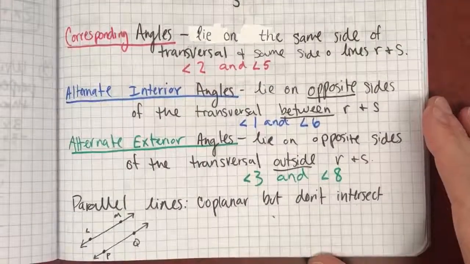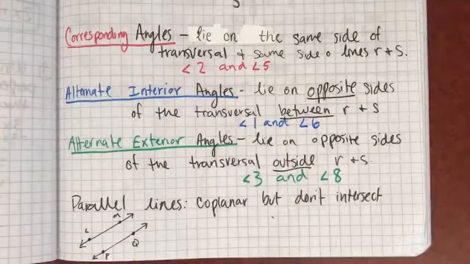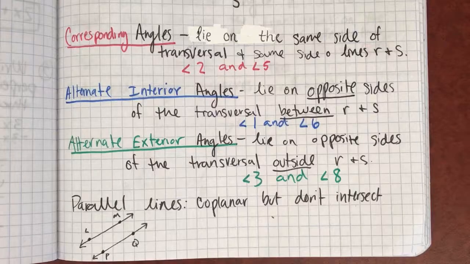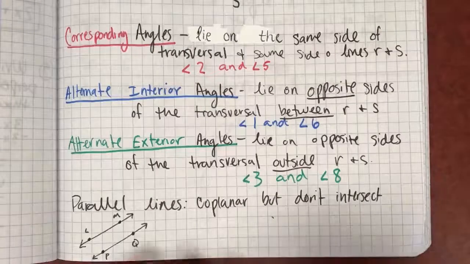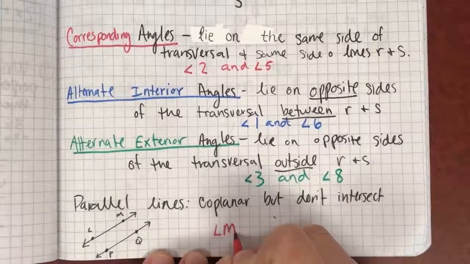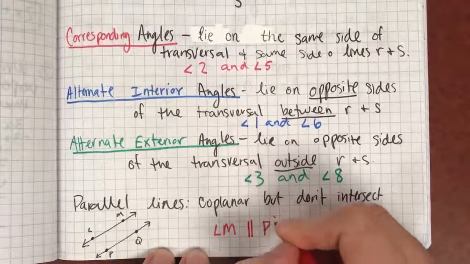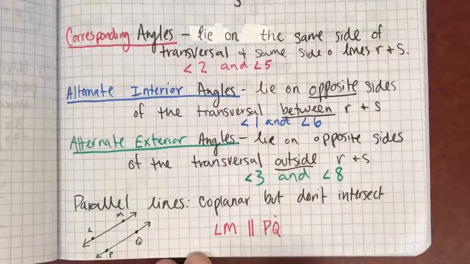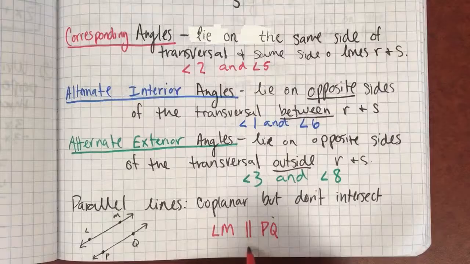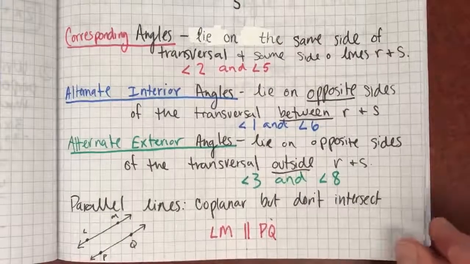All right, and the next one is parallel lines. Remember, those are coplanar, but they do not intersect. And how we could write that is I could say LM is parallel to PQ. Lots of times we just like to write those two lines to show that something is parallel.